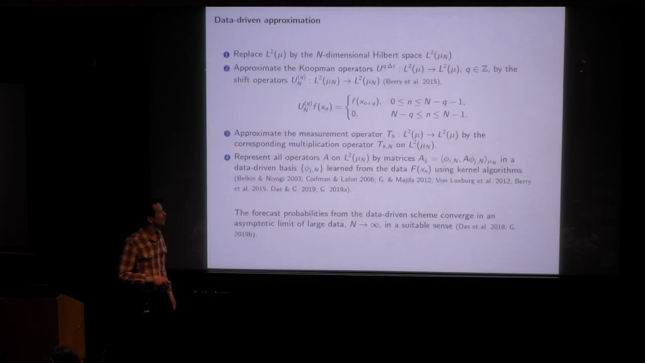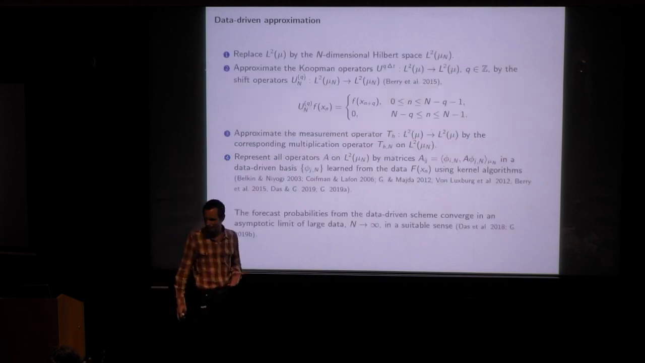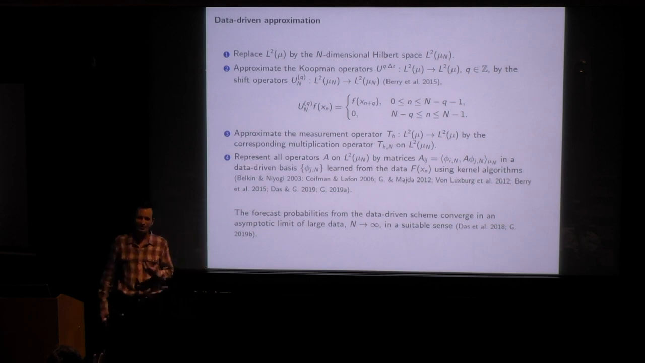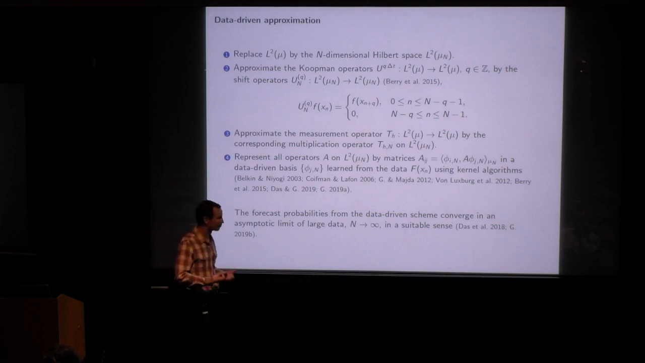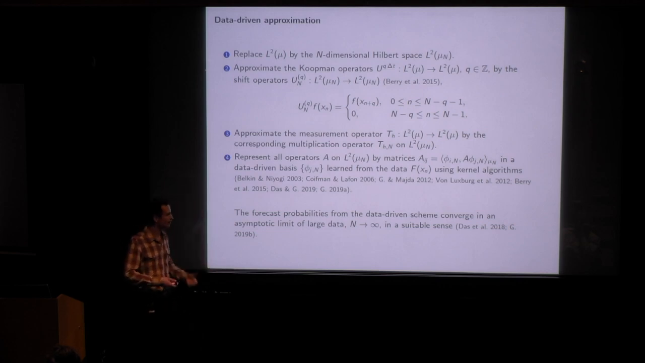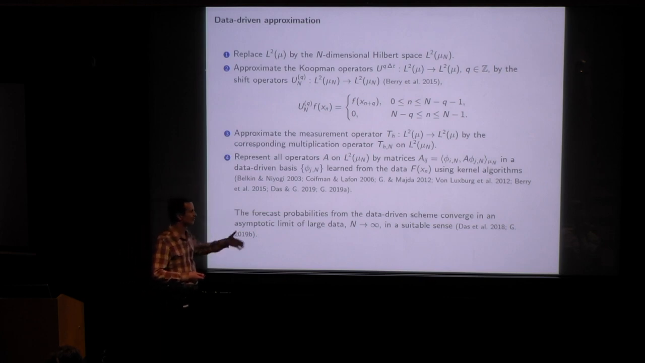We have, in recent years, been working extensively on developing machine learning-based methodology for approximating Koopman operators. I don't have time to go over that here, but I'll be happy to talk about it later if anyone is interested. But basically, the idea is that we create, using kernel algorithms, a sort of customized Fourier basis for our L2 space of our dynamical system, and then use this basis to represent linear operators as matrices in a controlled manner that can be refined as we collect more and more data.